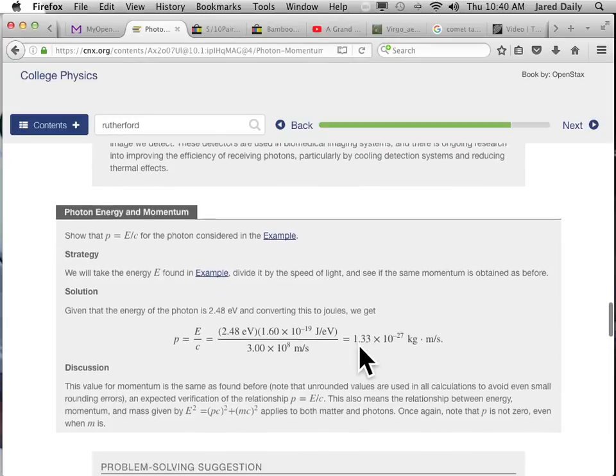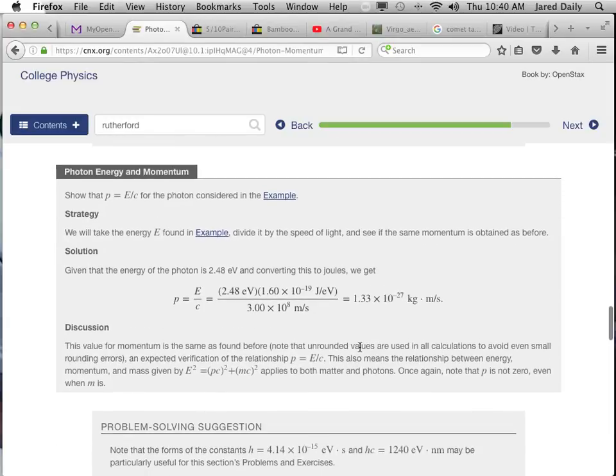All right, so photon energy and momentum. Here we calculate the momentum of a photon that has 2.48 electron volts of energy. So the energy is 2.48 electron volts. We convert that to joules. Divide by the speed of light, 3.0 times 10 to the 8 meters per second. And that has a momentum of 1.33 times 10 to the minus 27 kilogram meters per second.